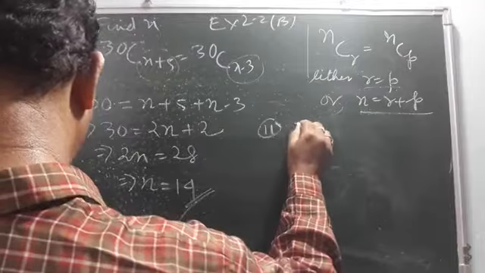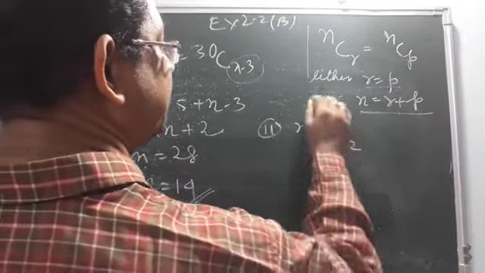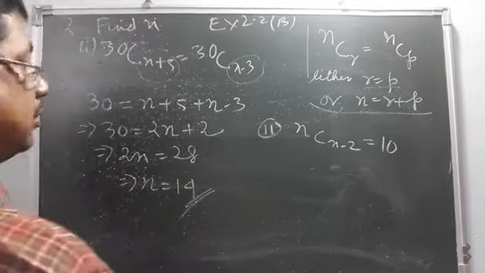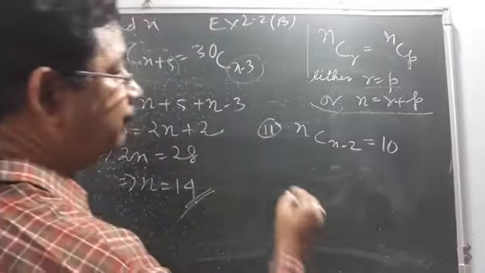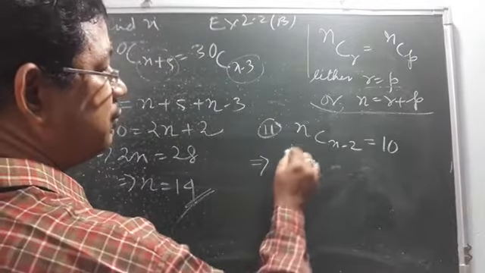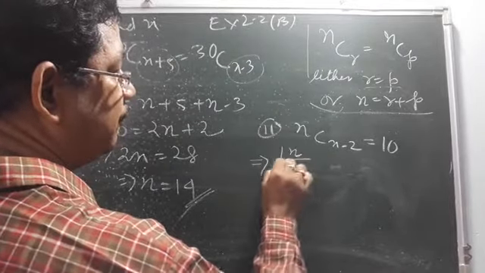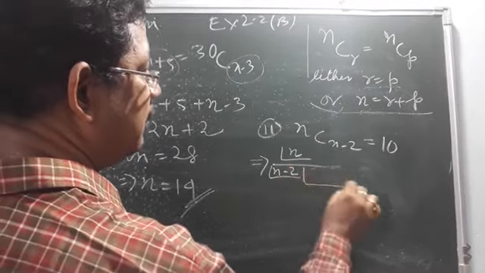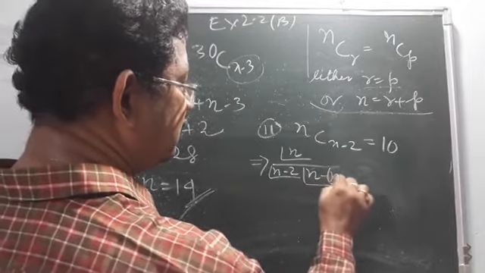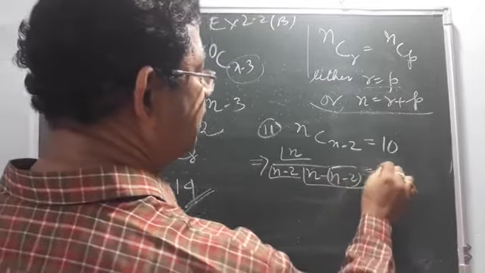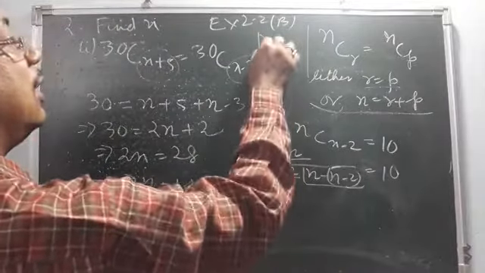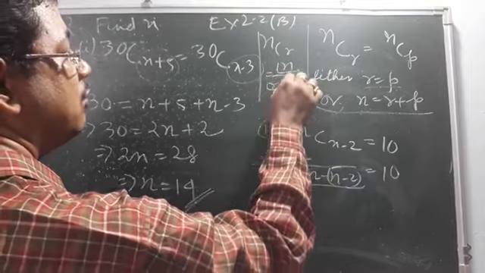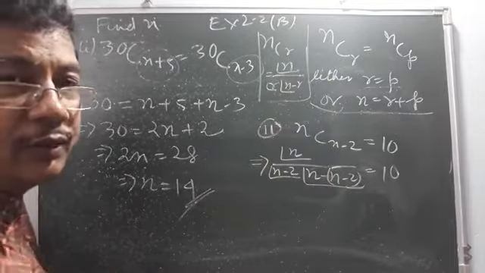The next sum is nC(n-2) is equal to 10. So what will be the answer? How to do this one? Now we have to break this one. The formula is factorial n divided by factorial r, factorial n minus r, here r is n minus 2, and then n minus r is n minus n. That is the nCr formula. I think you remember that one. nCr is equal to factorial n divided by factorial r, factorial n minus r. With that formula I have used.